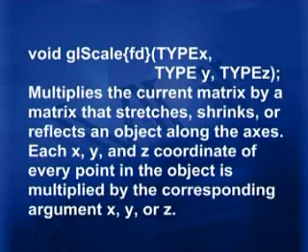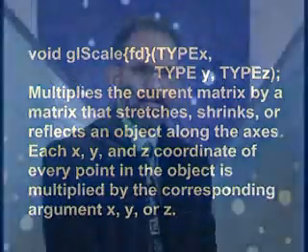Next is the scale. Void glScalef or glScaled takes arguments x, y and z, and multiplies the current matrix by a matrix that stretches, shrinks or reflects an object along the axes. Each x, y and z coordinate of every point in the object is multiplied by the corresponding argument x, y or z. The very idea that we have established in scaling would be practically implemented over here.